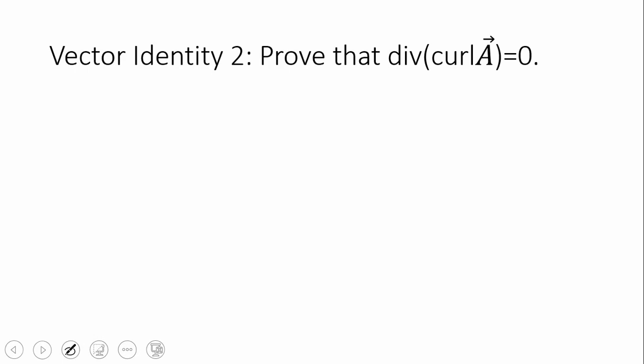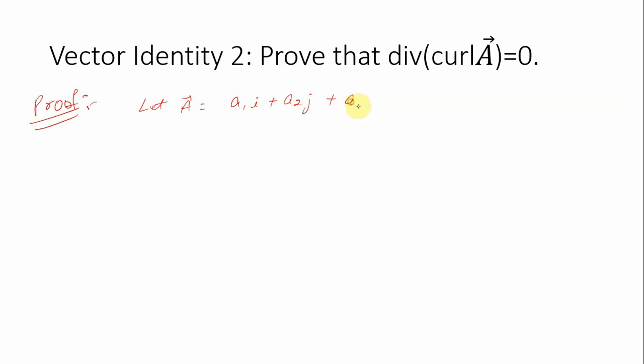You can see here, prove that divergence of curl A bar is equal to 0. That's it, students. They have given the question and answer itself. So okay, we'll prove this now. Very simple. First you take curl of A bar, then you simplify one by one. So first let A bar is equal to A1 i plus A2 j plus A3 k. Okay, we'll simplify this.